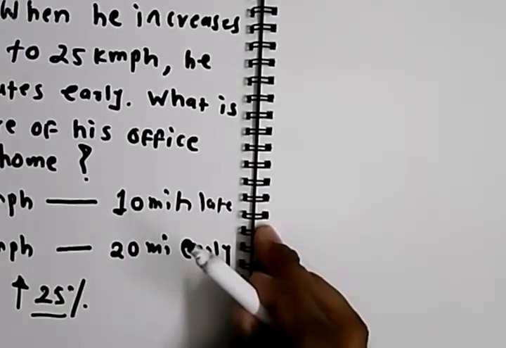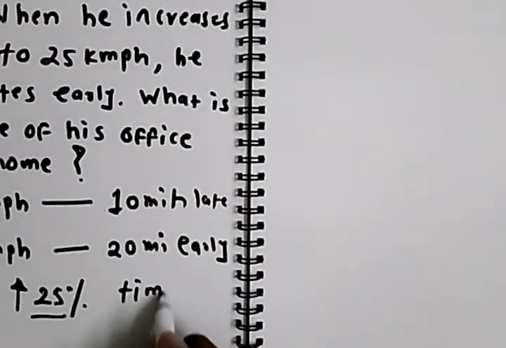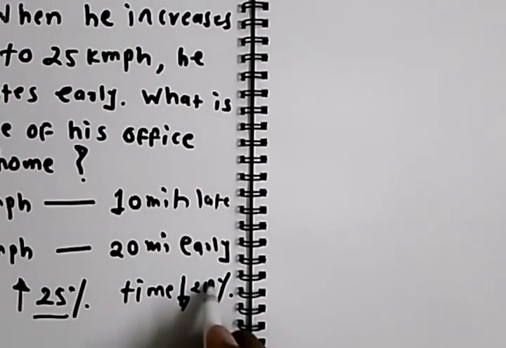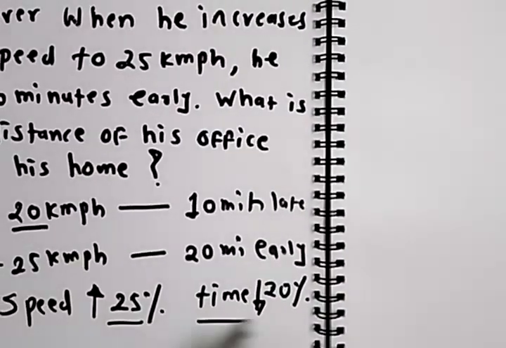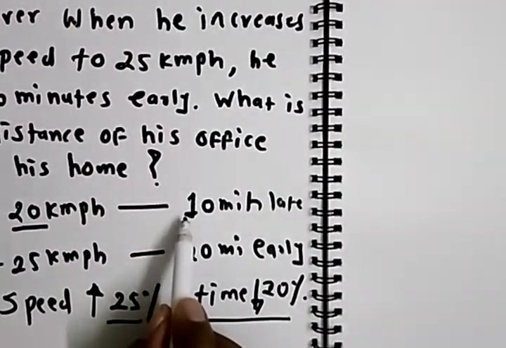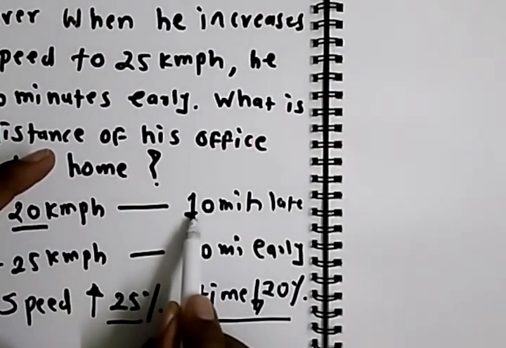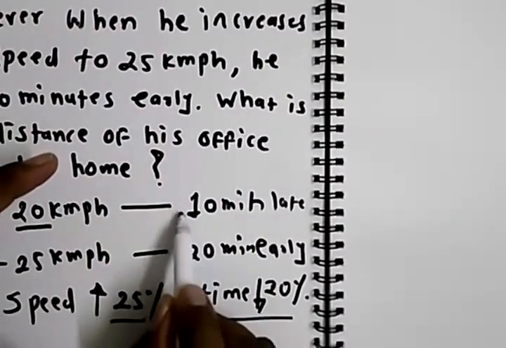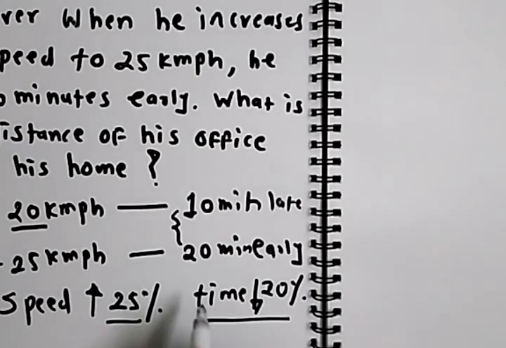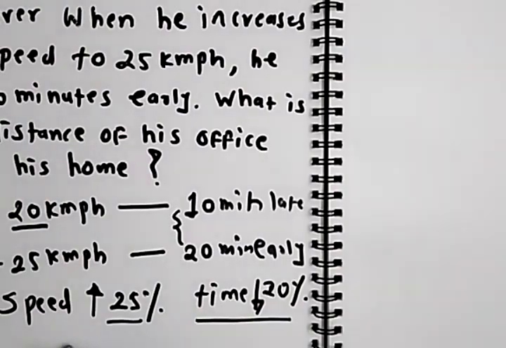Right? Now if the speed is increasing by 25% and the distance is constant, so time has to decrease by 20% according to product stability. Now decreased time is given to us. He was 10 minutes late and now he is 20 minutes early. That means the difference of time is 30 minutes. So decreased time is 30 minutes. That is 20% of original time is equal to 30 minutes.